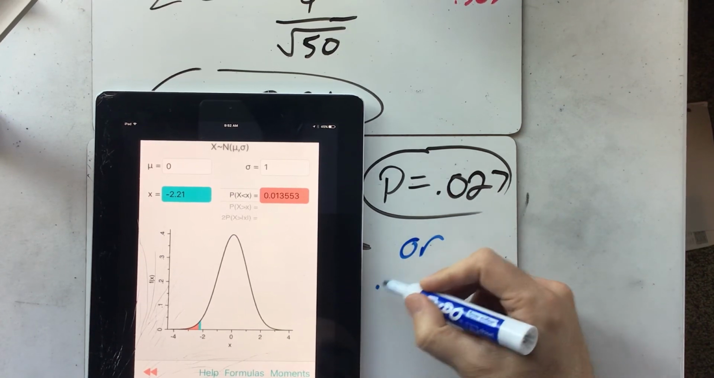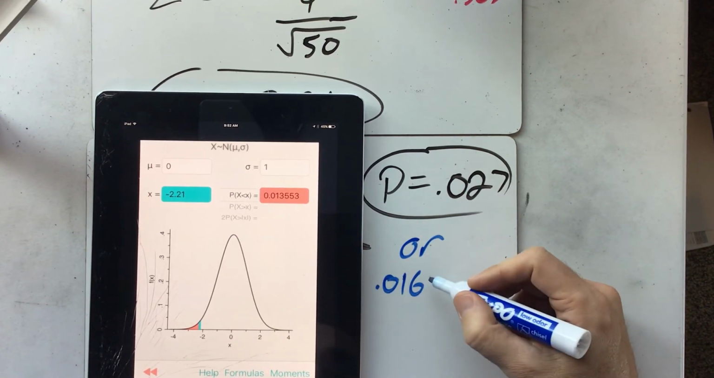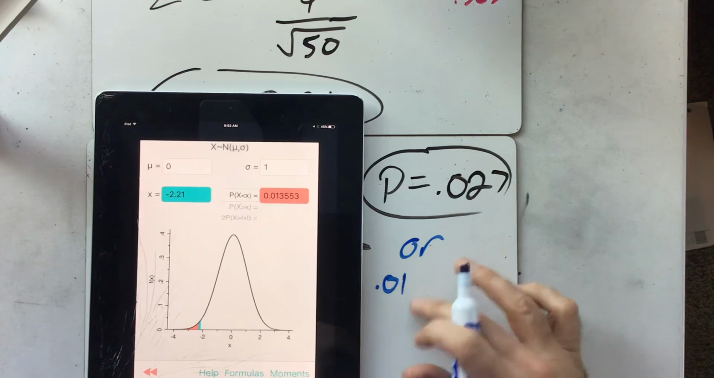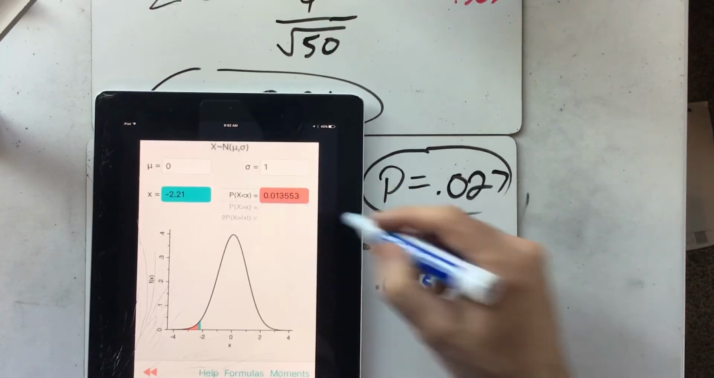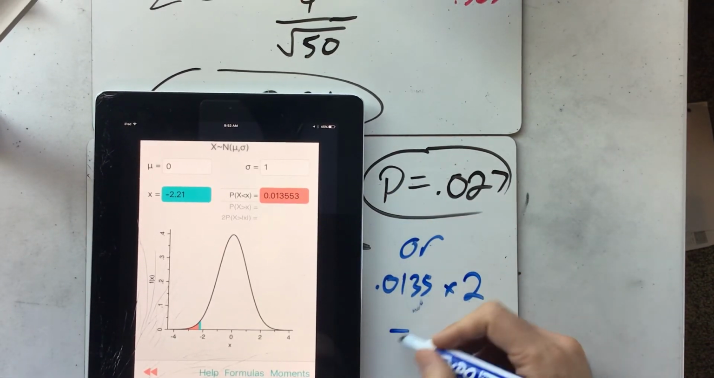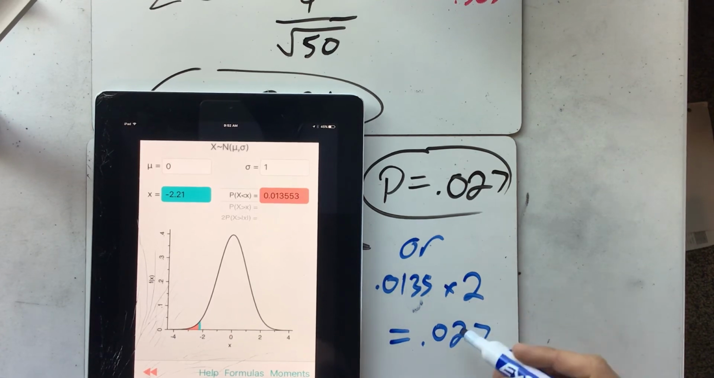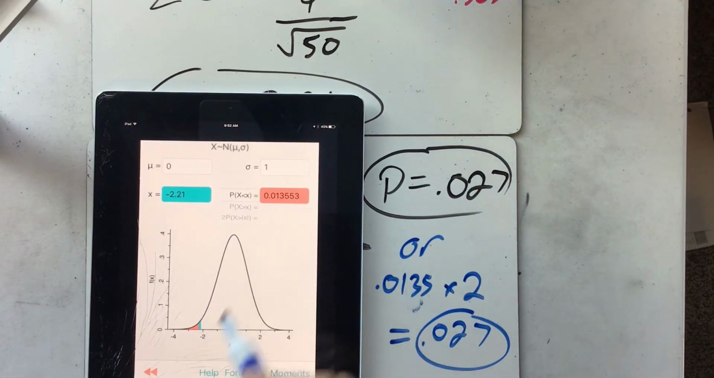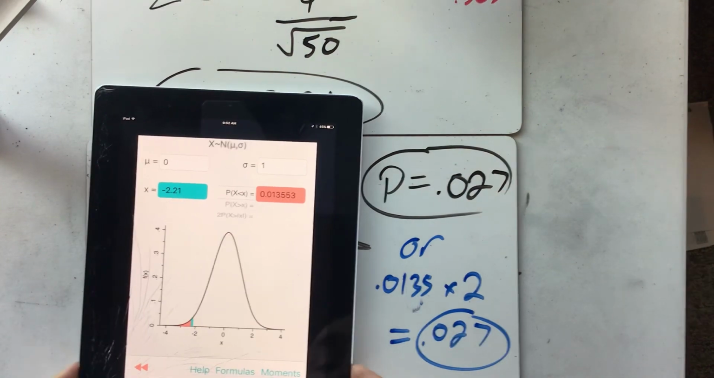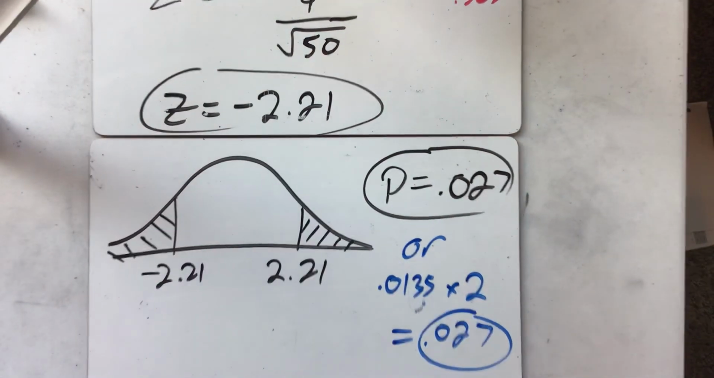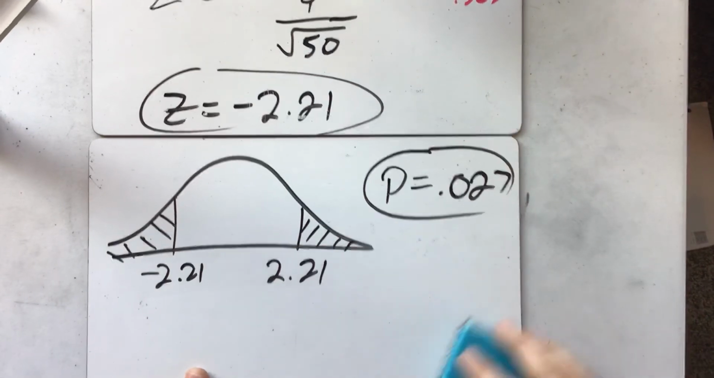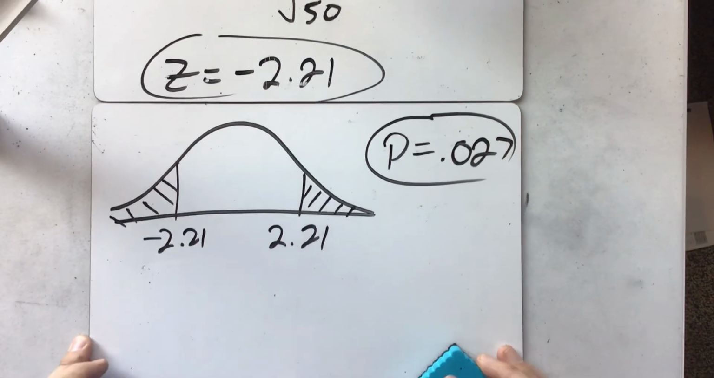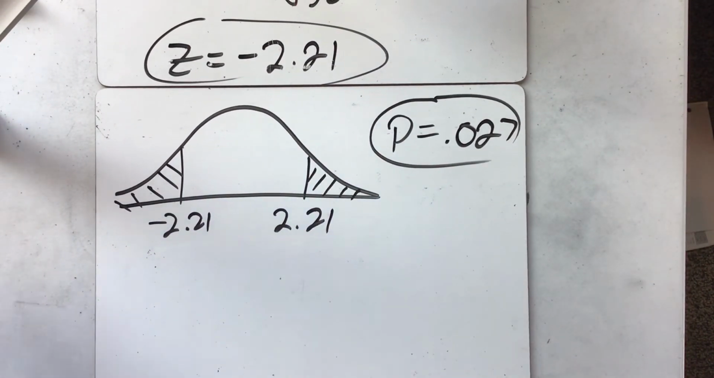I could have done 0.016 or 0.135, and then multiplied that by 2, and that would have given me 0.027. So you could have just done one of the two sides and then multiplied that side by 2. But at any rate, our p-value is 0.027. And now once we have that p-value, we're ready to draw a conclusion.